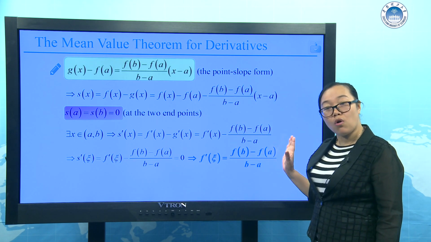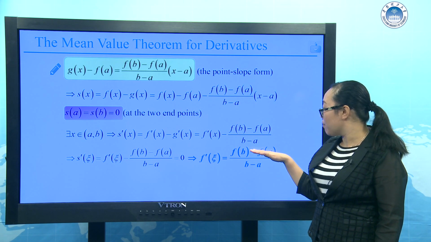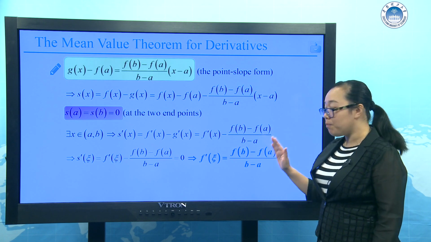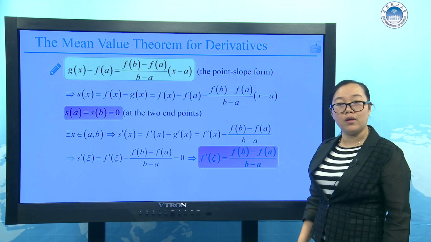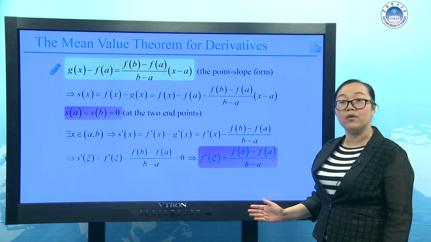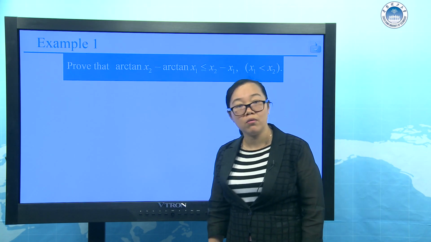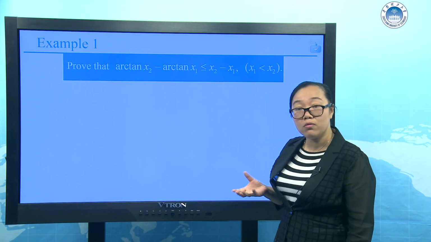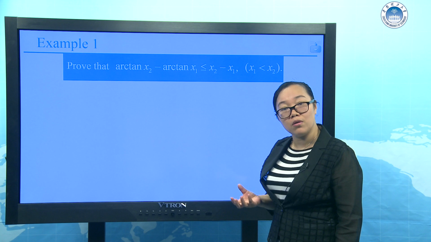k is our constant, (f(b) minus f(a)) over (b minus a). Pay attention to the formula. You can think about it as a slope: it is the slope of the connecting line of points A and B. It is our mean value theorem. So now look at example 1. How to use the mean value theorem?